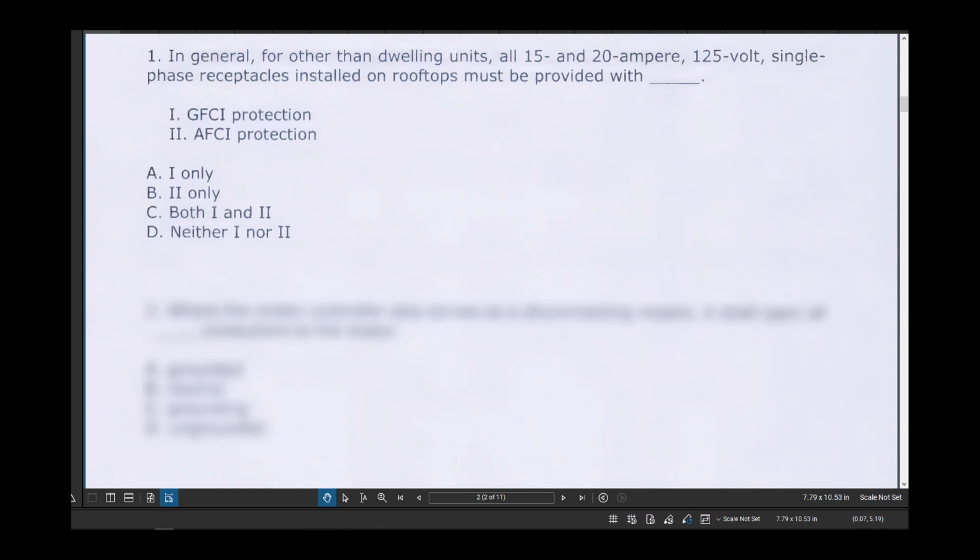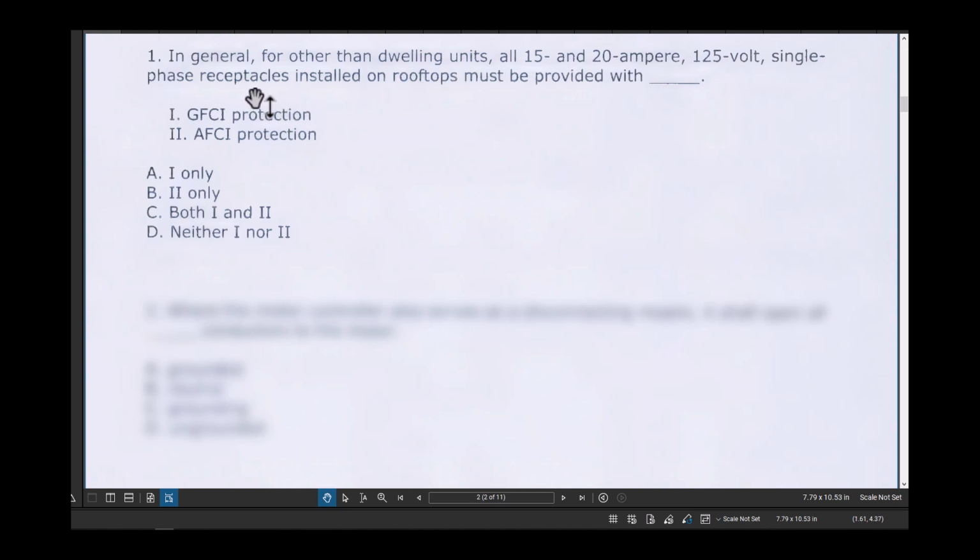Question 1. In general, for other than dwelling units, all 15 and 20 amp 125 volt single phase receptacles installed on rooftops must be provided with: 1. GFCI protection, 2. AFCI protection. Answer is A. GFCI only, B. AFCI only, C. Both GFCI and AFCI, D. Neither GFCI nor AFCI.